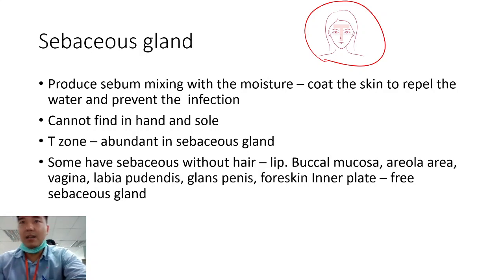Some sebaceous glands have no hair, including the lip, buccal mucosa, areola area, vagina, labia pudendi, glans penis, and foreskin inner plate. We call it free sebaceous gland. If you cannot remember all of this, just remember that it is a place that looks very shiny but has no hair. The lips are shiny, no hair. Buccal mucosa, very shiny but no hair at all. Vagina, of course you know it. Glans penis, very shiny, no hair.